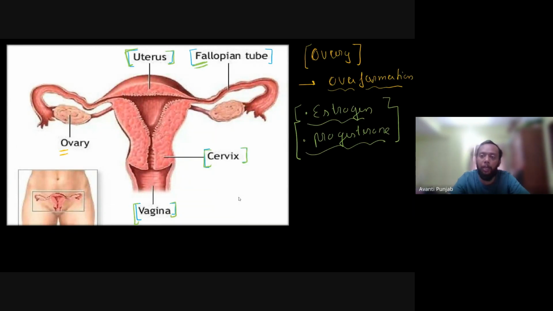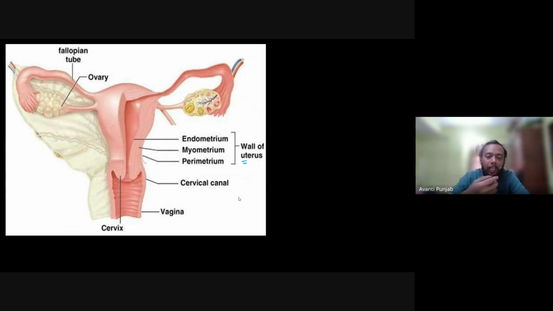Now when we discuss the female reproductive part, you should know that there is an ovary, the primary sex organ in females, which leads to the formation of ova. We also have hormone secretion happening in the ovary, and those hormones are estrogen, progesterone, and other hormones. So now let's go into detail of all those things.